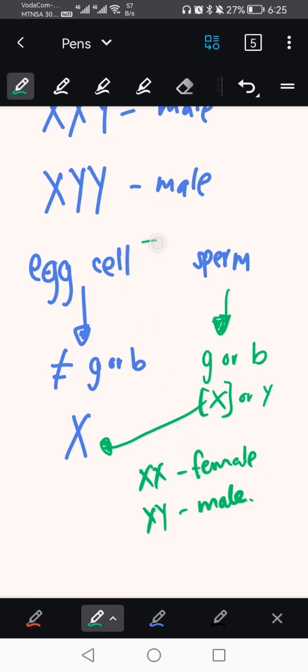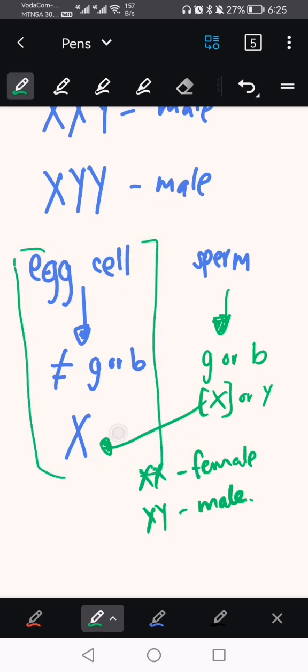The egg cell does not determine whether it's going to be a girl or a boy. It is the sperm cell that comes along and will determine whether it is a girl or a boy, because sperm cells occur in X and Y, and the egg cell only occurs in X.